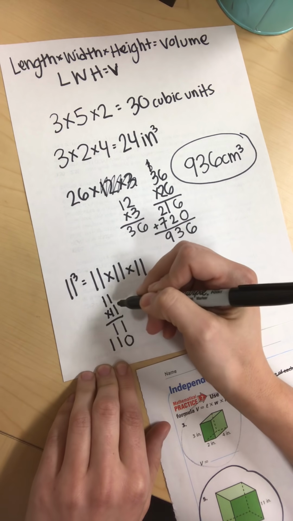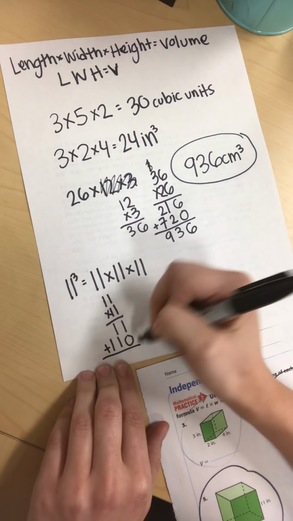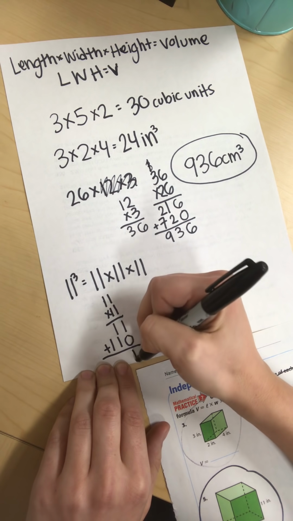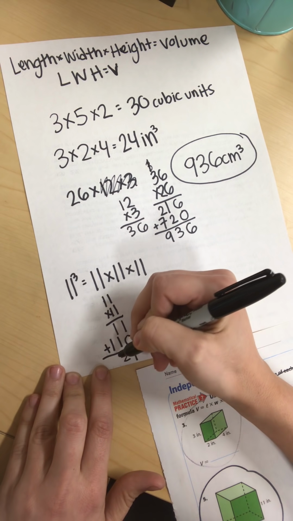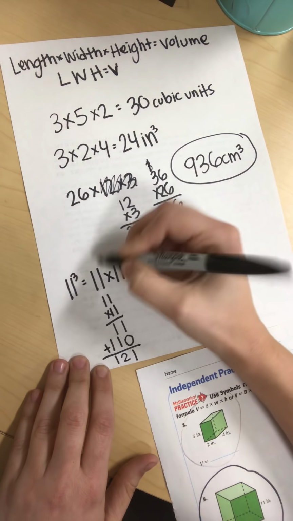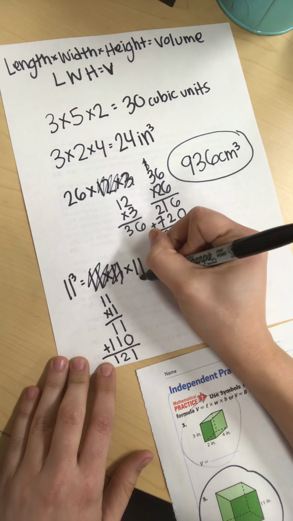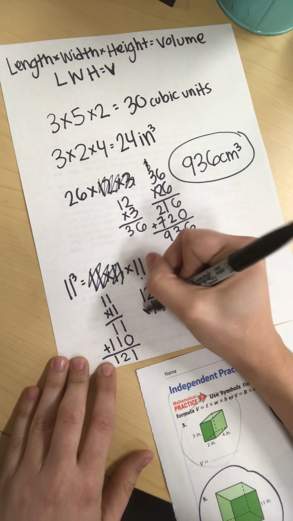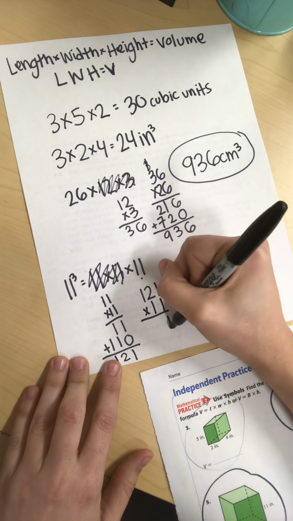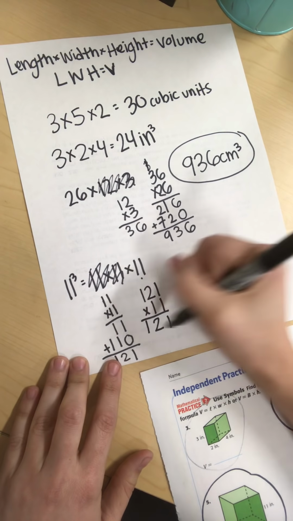So it's crucial that you are going through all the steps of multiplication and that you are lining up your numbers. 1 plus 0 is 1. 1 plus 1 is 2. 1 plus 0 is 1. So now I've kind of simplified these here. Now I'm going to multiply it again by 11. So 121 times 11. 1 times 1 is 1. 1 times 2 is 2. 1 times 1 is 1.